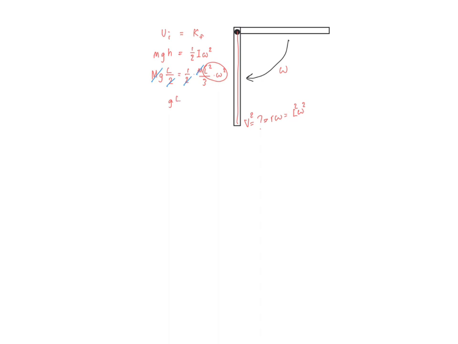So I have gL is equal to v squared over 3, and then just multiply both sides by 3 and take the square root, and you get v, the linear speed of the bottom of the rod, is the square root of 3gL.